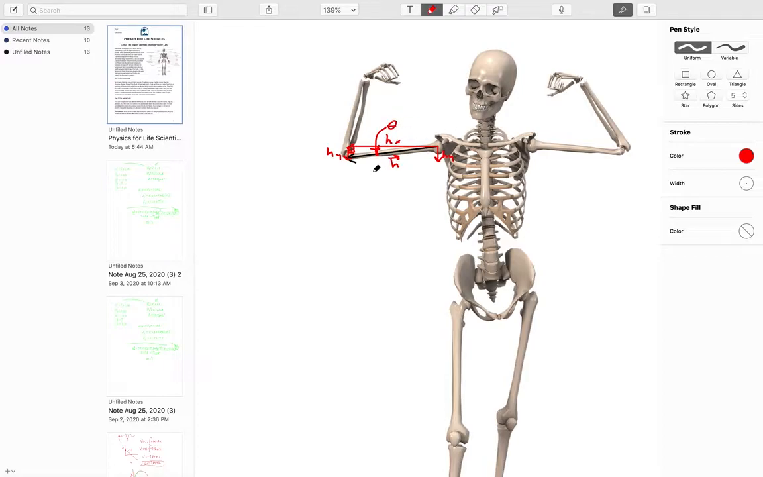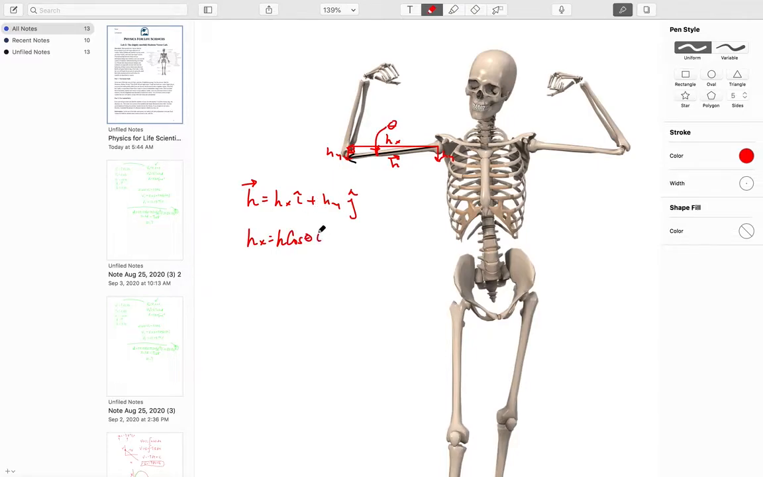Now that means that if I can just find my hx and hy components, then I have a vector for my humerus. That's going to be hx i plus hy j. You hopefully remember from last week that hx is going to be the magnitude of h times cosine of the angle. The component that touches the angle always gets the cosine. So this is going to be h cosine theta.